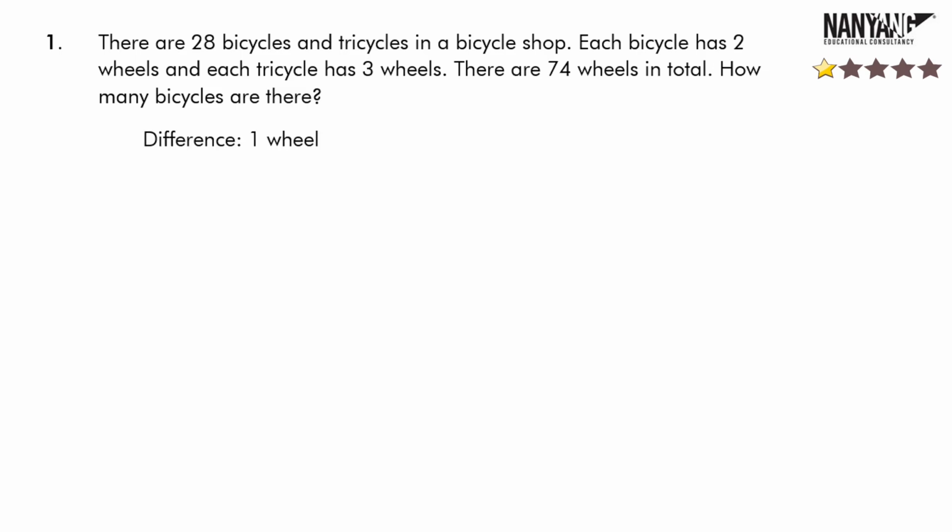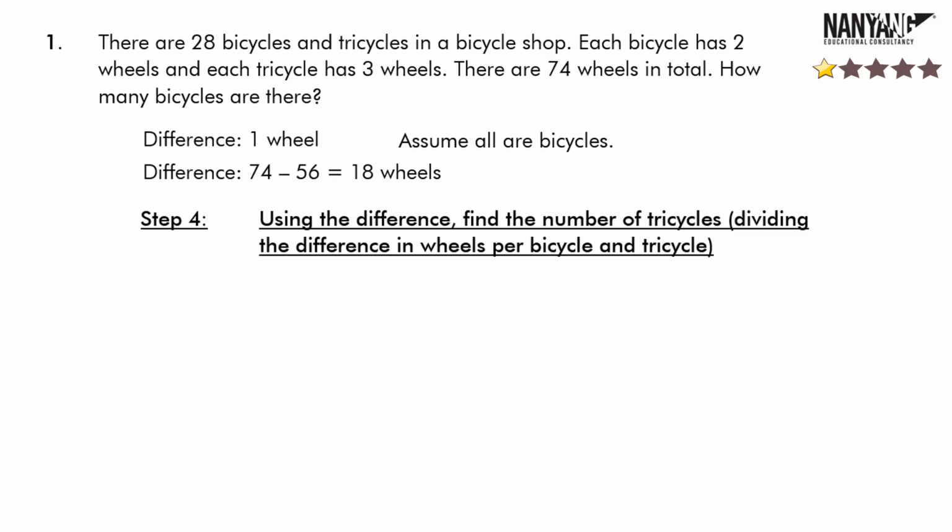Now with this information in mind, we have difference per vehicle, 1 wheel. We assume all our bicycles, and we have our actual minus assumed to be 18 wheels. So using these differences, we can find the number of tricycles. We take 18 wheels divided by 1 wheel per vehicle, and we get 18 tricycles. So basically what that means is, we replace 18 bicycles with tricycles to get extra 18 wheels to cover the difference between assumed and actual.